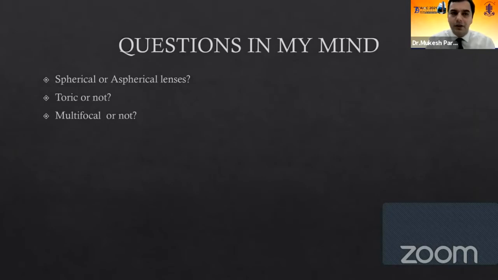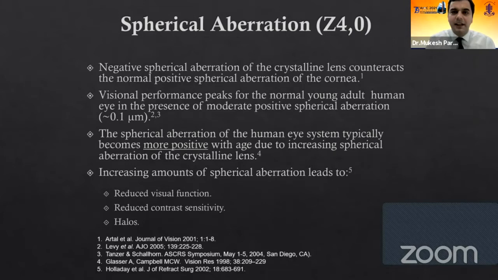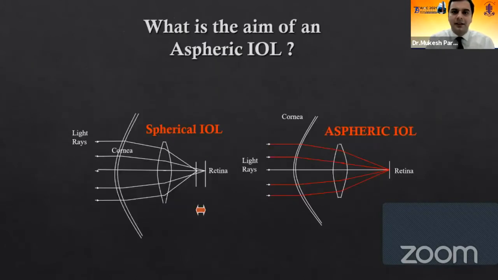Should I go for a multifocal or not? We all know that spherical aberration is the only aberration, as of now, which we can modify by the use of intraocular lenses. That's what it aims for. The more peripheral rays of the cornea, which converge more, are helped to converge less, giving a pretty much bang-on image onto the retina.